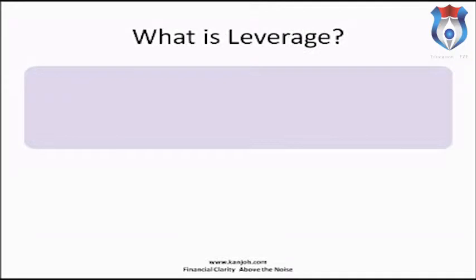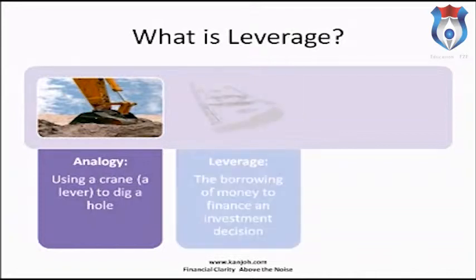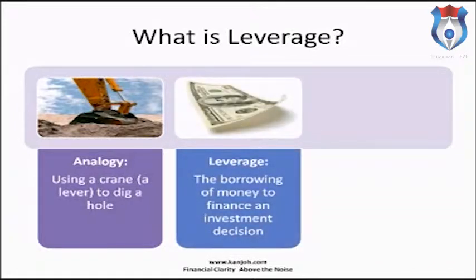That's used to help you accomplish a goal. So, for example, if I want to dig a hole, I use a crane, which is a lever, to help me dig the hole. It uses my energy more effectively. It's the same thing in finance. Sometimes I don't have cash on hand, so I use leverage, which is the borrowing of money to finance an investment decision. So, that's really all there is to it. Leverage is just borrowing money in order to invest.